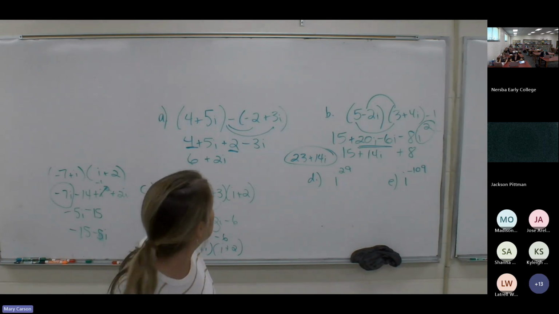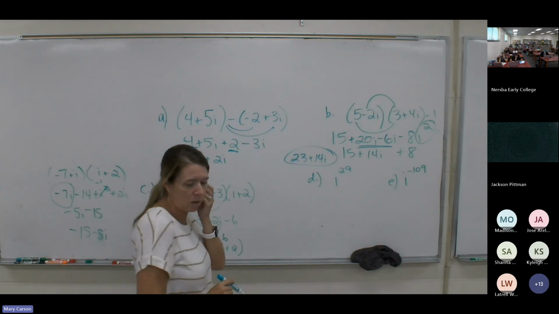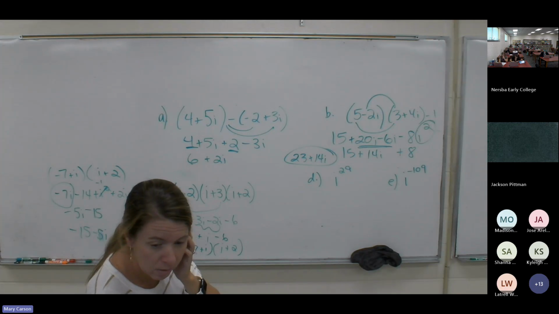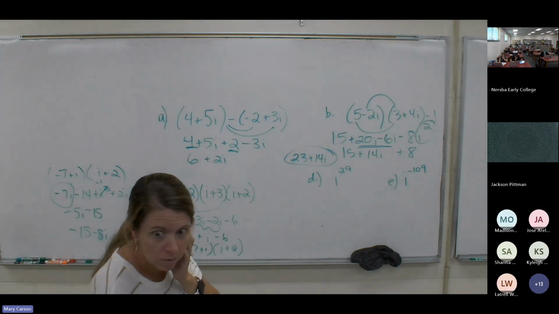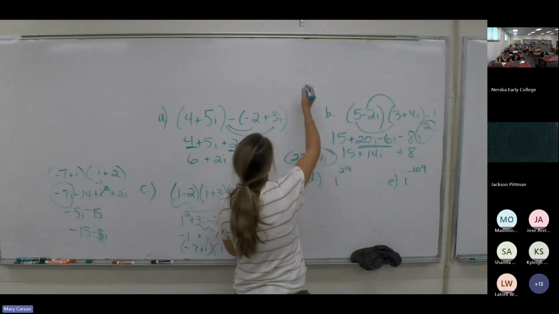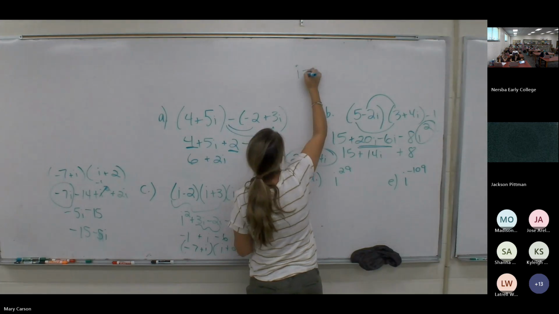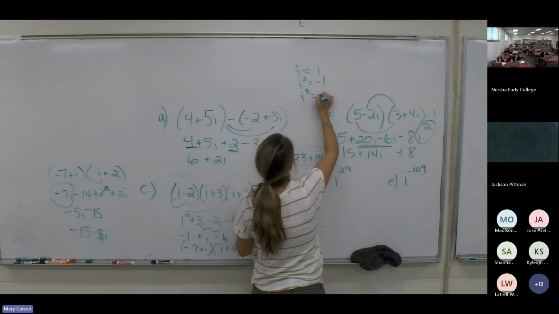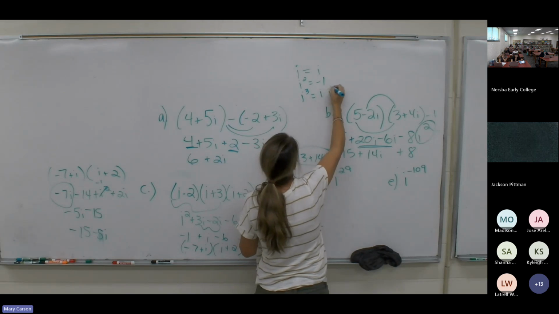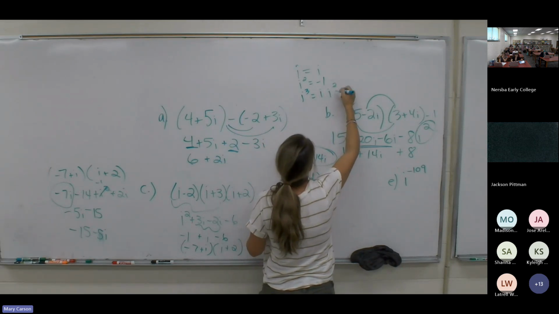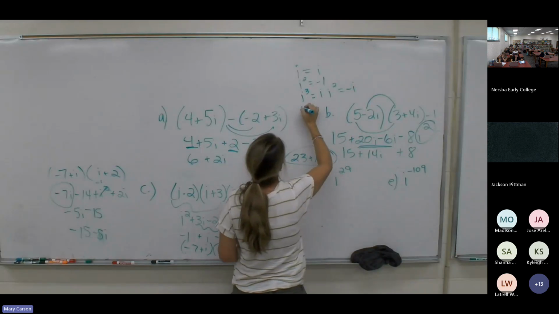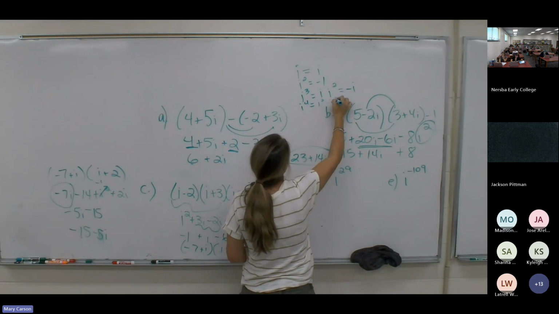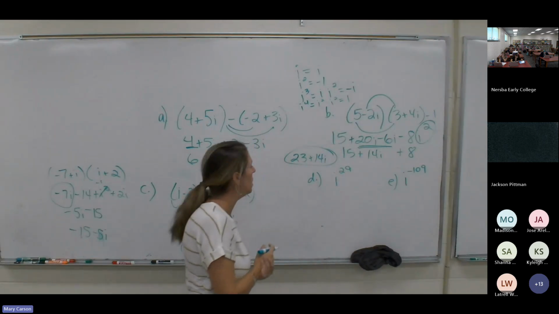All right, now let's go on up to these. Do you guys remember our i stuff? Do I need to go back over those? So remember, i is i. i squared is negative 1, right? i to the third is, think about it, i times i squared, which will be negative i. And then i to the fourth is negative 1 times negative 1, because it's i squared times i squared, which is positive 1. Okay, that's helpful for these.